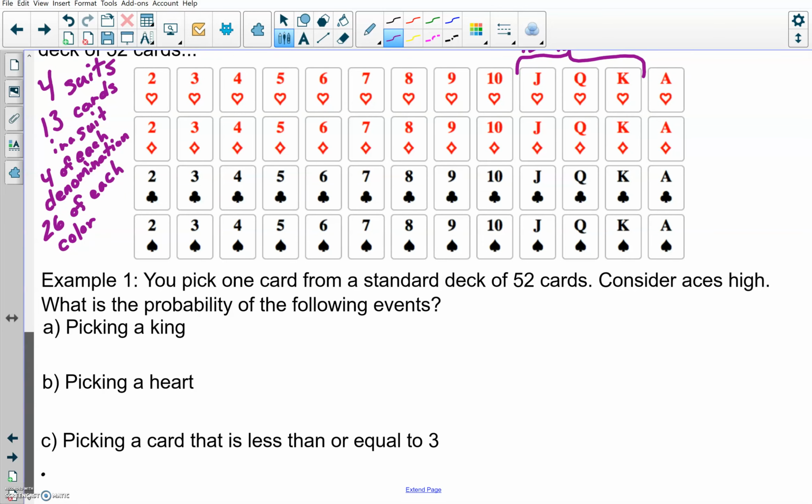So the first example here, you pick one card from a standard deck of 52 cards. Consider the aces high, so they are bigger than the kings. What is the probability of the following events? Picking a king, picking a heart, picking a card that is less than or equal to 3. That's why aces high is important here. So I want you to pause and think about those 3.